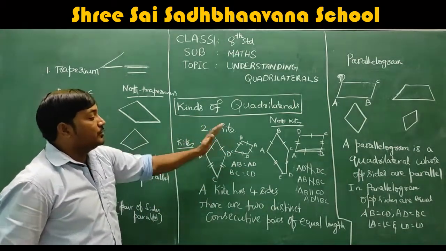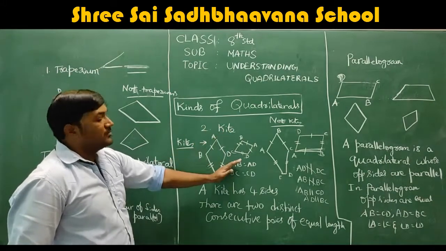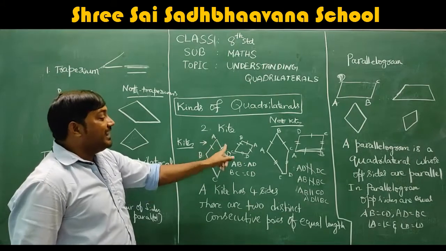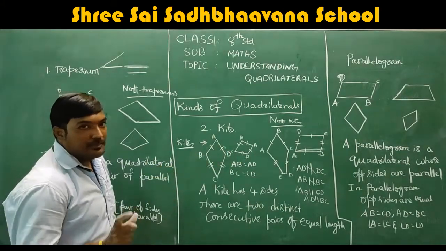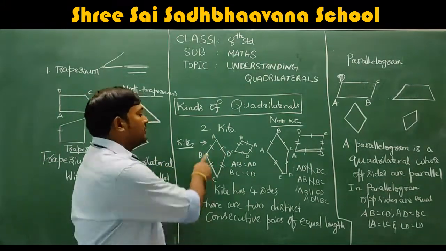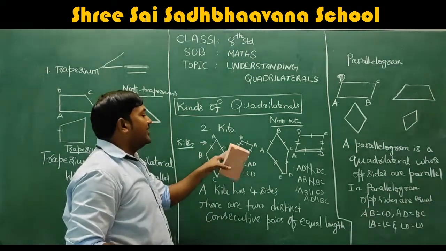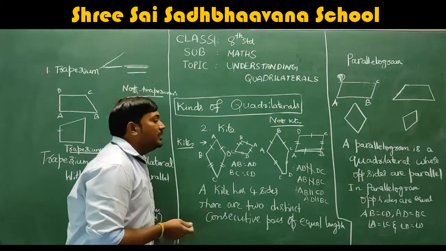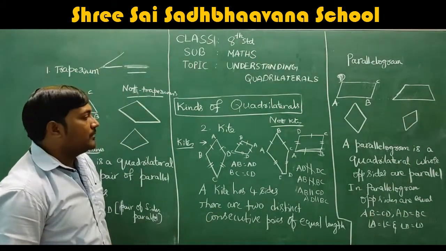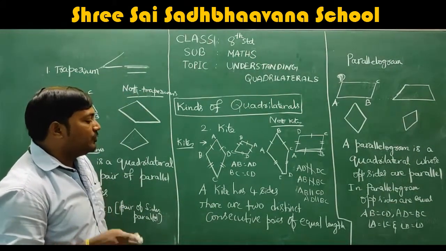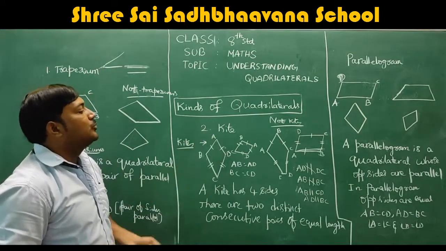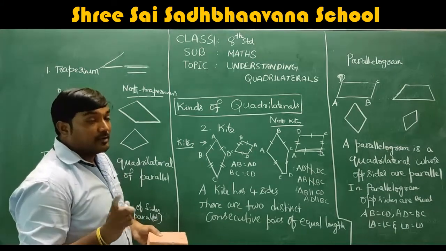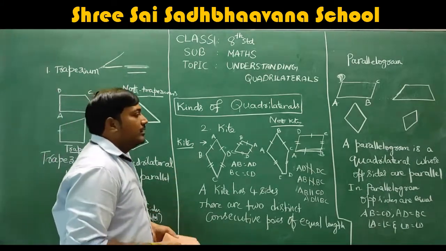Remember, consecutive means the immediate next side: A to B, and A to D, not exactly the other side. You cannot take AD and BC, as I said. So this is basically what a kite means. Remember, a kite has 4 sides and the consecutive pairs should be equal in length, not parallel. Also remember, they should be equal in length.